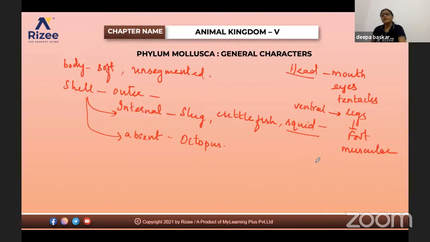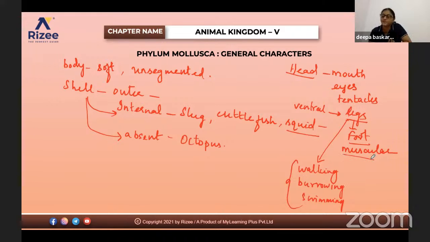And again, this structure is not the same in all mollusks. Some are used for walking, some are used for digging, and some are used for swimming also. So based on their need, different mollusks have different types of foot structure. But all are made up of muscles.